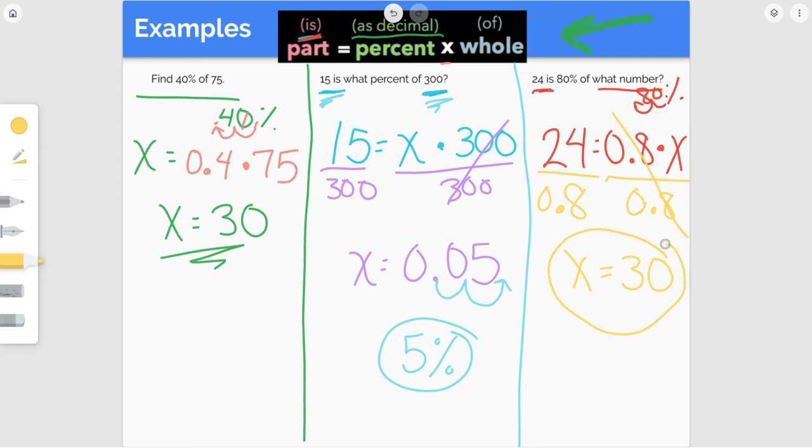And that's just a number. It's my whole. Over here was just my part. So they don't have percent symbols. Only when I'm changing that decimal percent into a percent do I add that symbol.